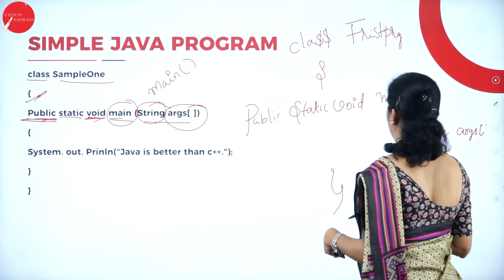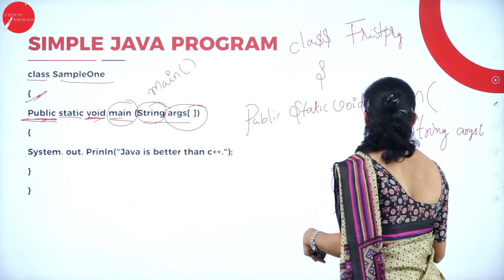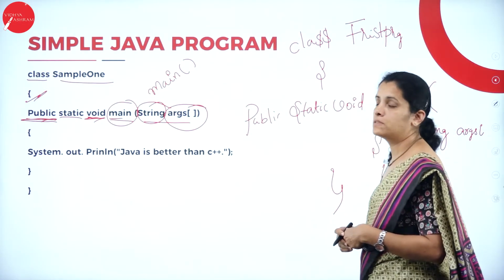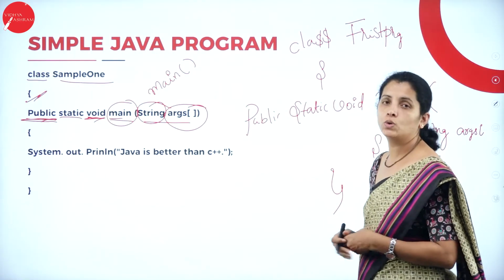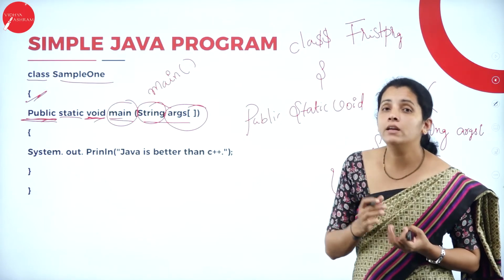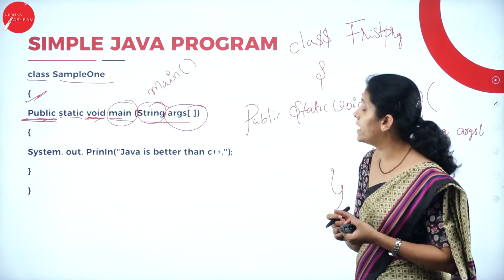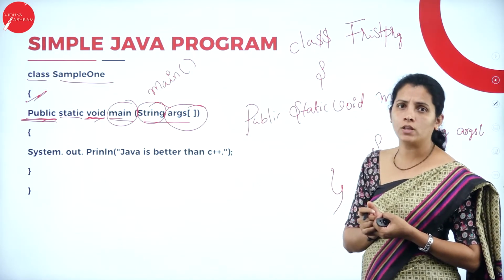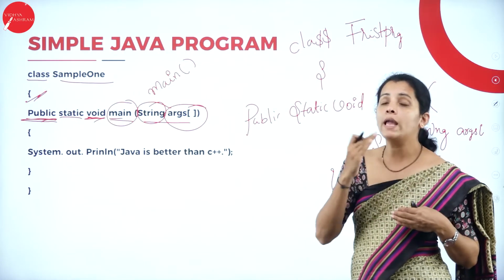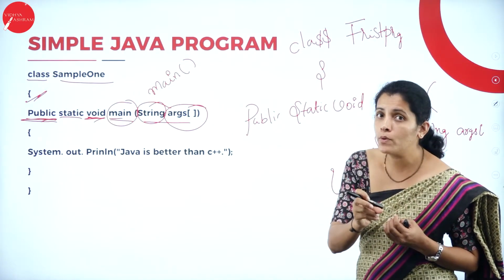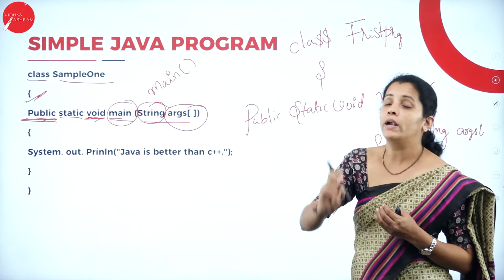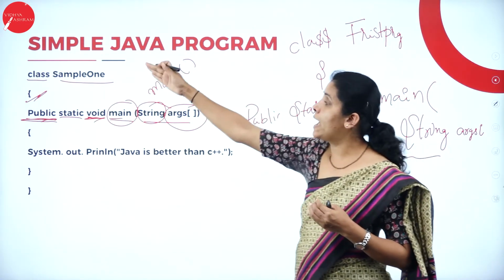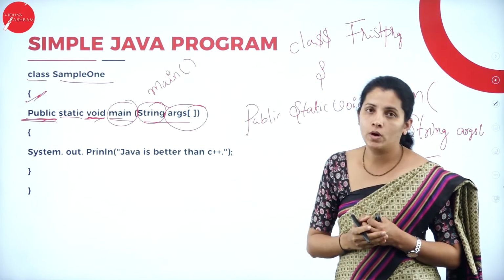Then I'm going to have my main program structure. Inside that I will write my code. So this is the way anyone can write their Java code. Now tell me, how can I store my Java program? What I want to follow here is that whatever the class name I have, that is my program name.